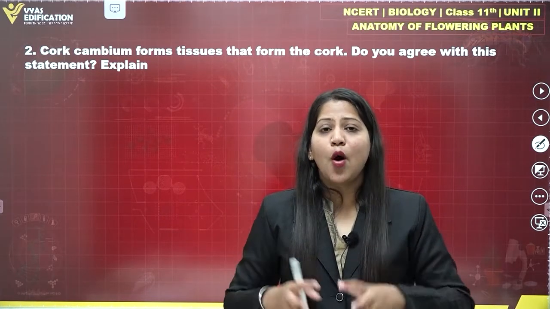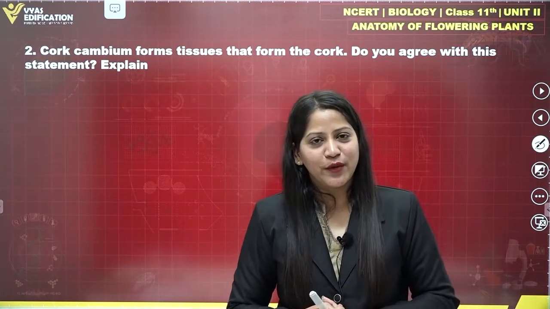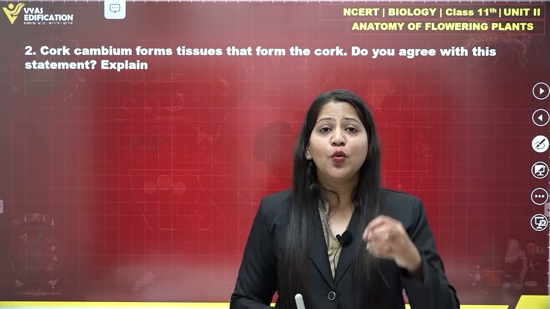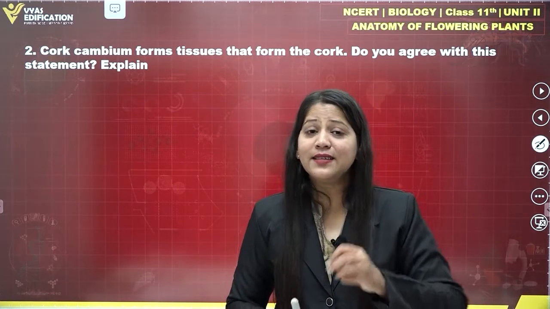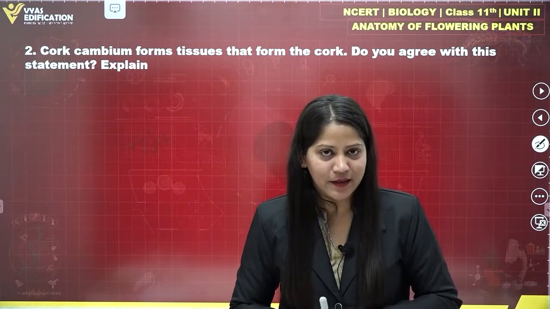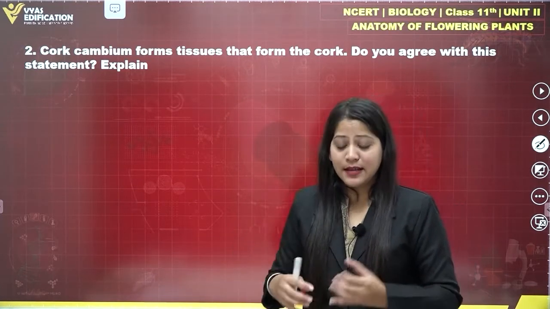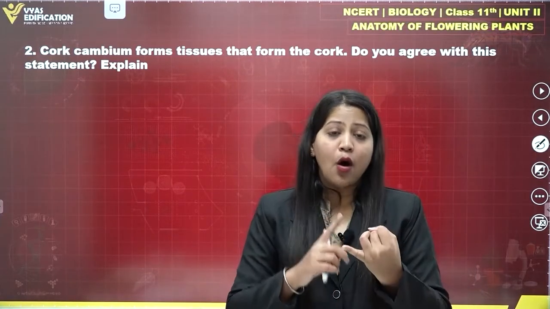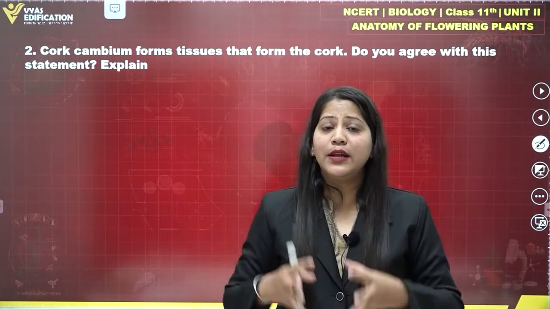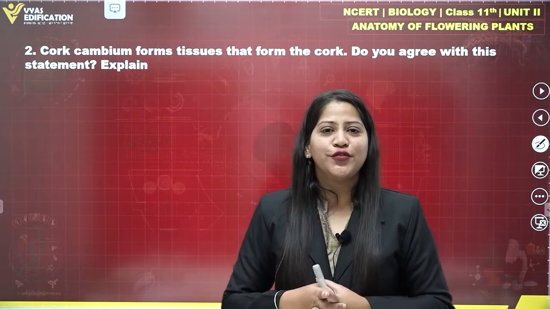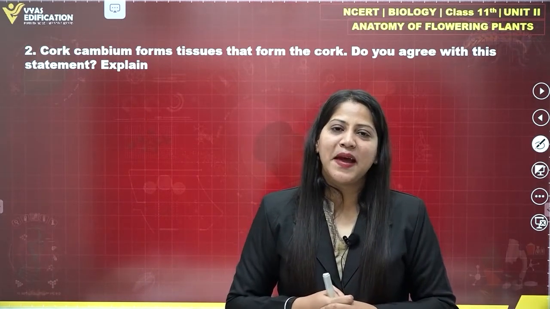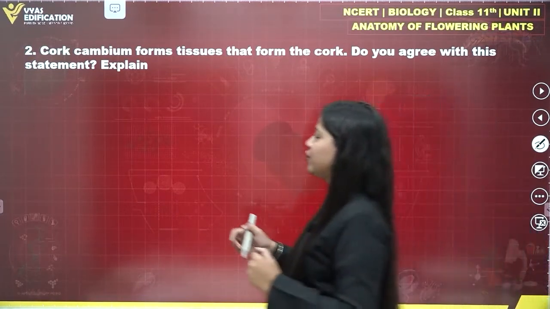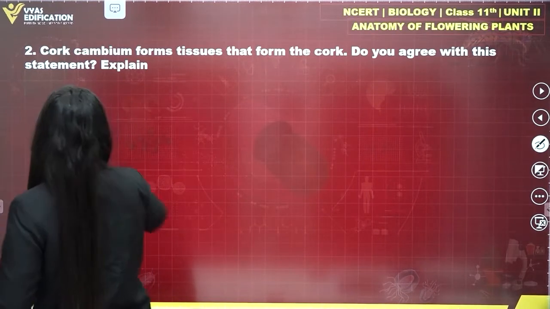Now, this cork layer is actually impervious to water, but it allows gaseous exchange through lenticels. Lenticels are also present on the outside. All these layers, phellogen, phellem, and phelloderm, together constitute a new layer known as periderm. So this is all about the explanation of question number 2, and now we are going to write answer number 2 on the screen.